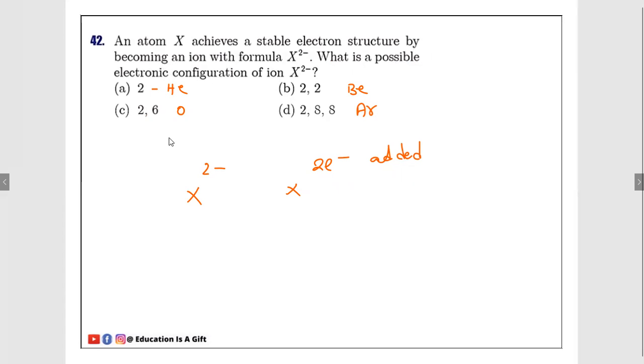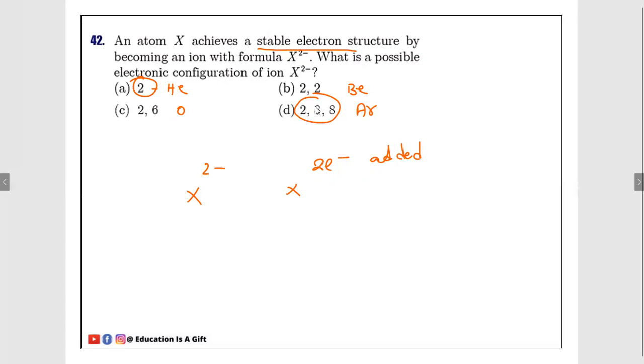So basically if you observe oxygen, it is 2 comma 6, isn't it? And if you observe argon, 2 comma 8 comma 8, here they are saying stable electron structure. So in this, which one is stable? Of course helium is stable and argon is stable.